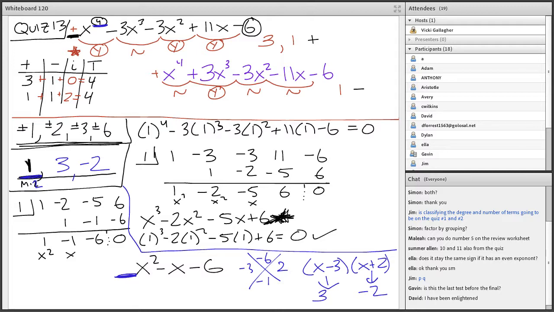Oh no, there went my coaster. Okay, that was number 13.